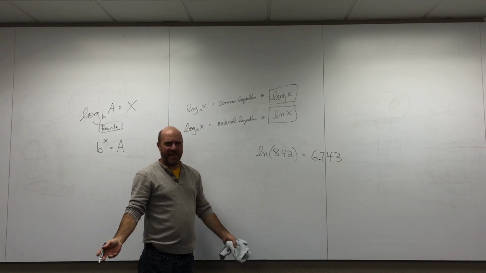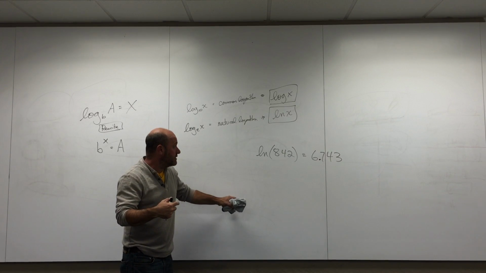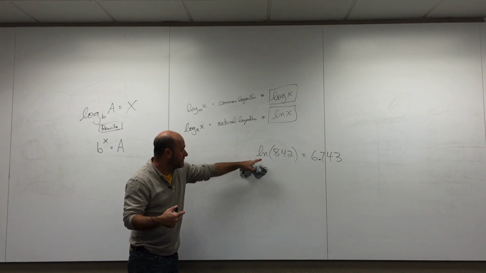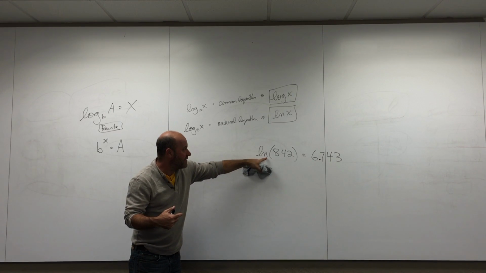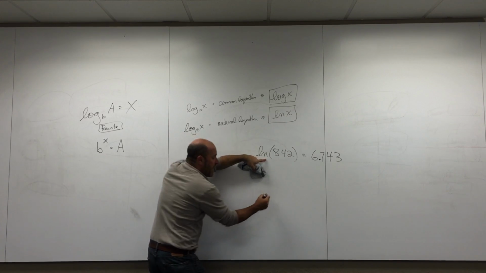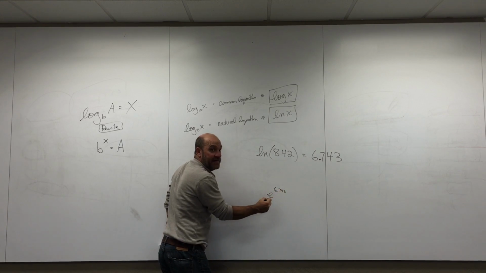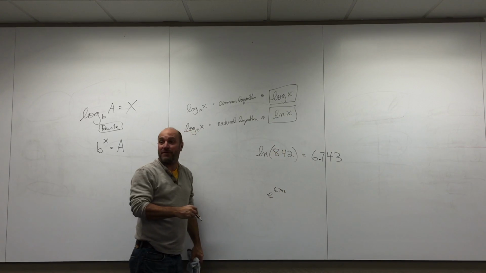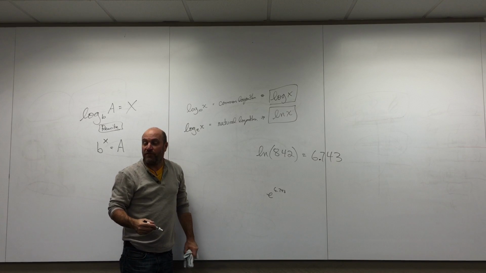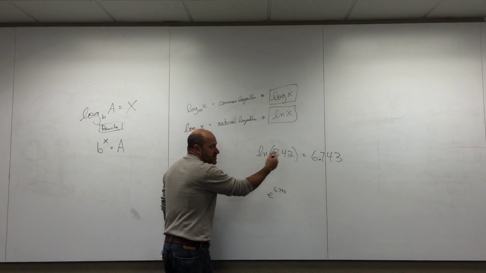Now, wait a minute. Why is that the answer? Because if you took the base, what's the base? 10? No. E. If you took the base, E, and raised it to the 6.743, guess what you should get? 842. I mean, we're looking for the exponent you put on E in order to get this number. So I'm just double checking this.